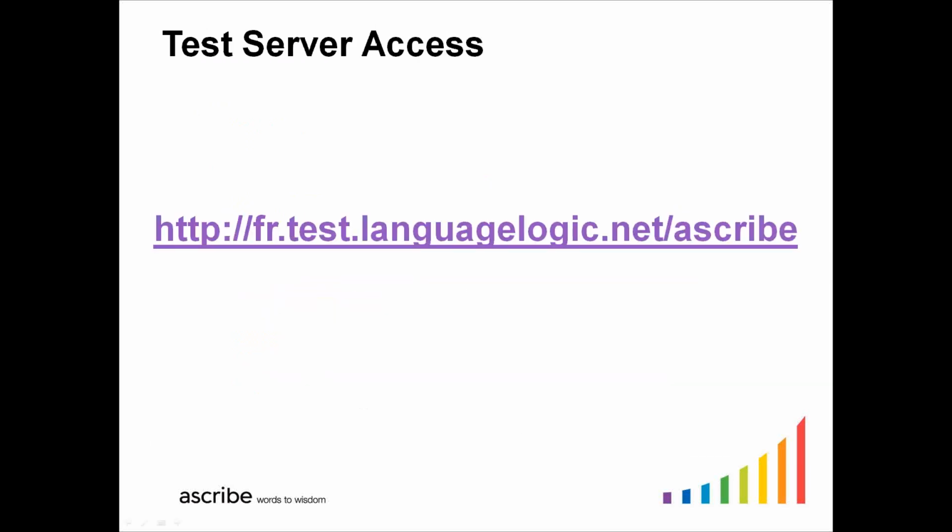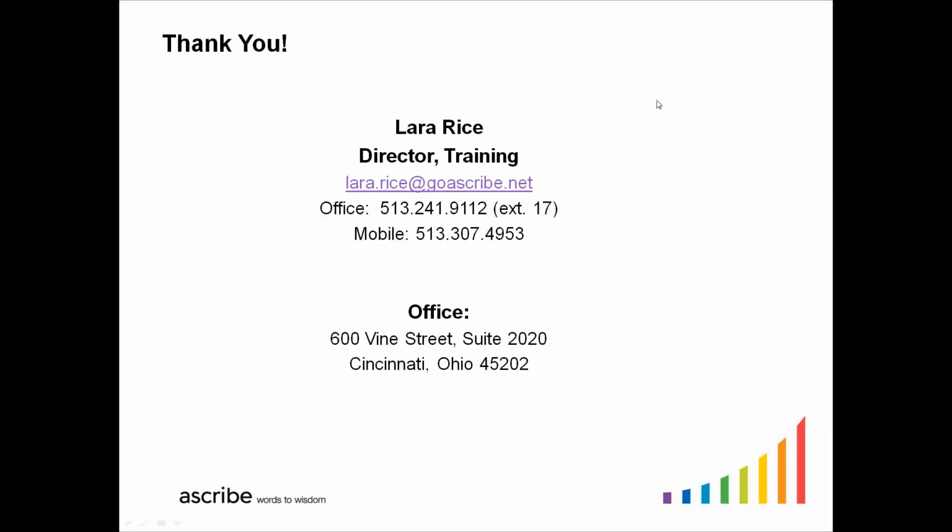There we go. To get to the test server, you'll just type http://fr.test.languagelogic.net/ascribe in your address bar. For those of you that have been part of a community preview before, you may already have this saved on your desktop. But again, this is FR Test, our version 8.0 release candidate. Okay, all right.